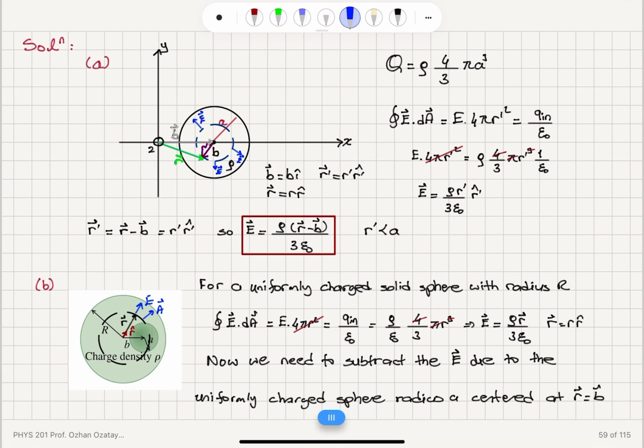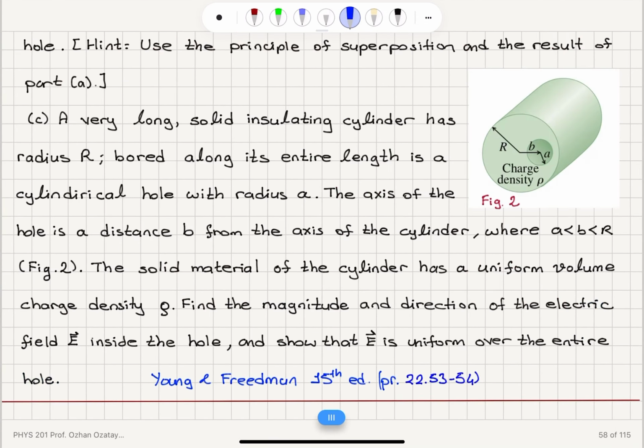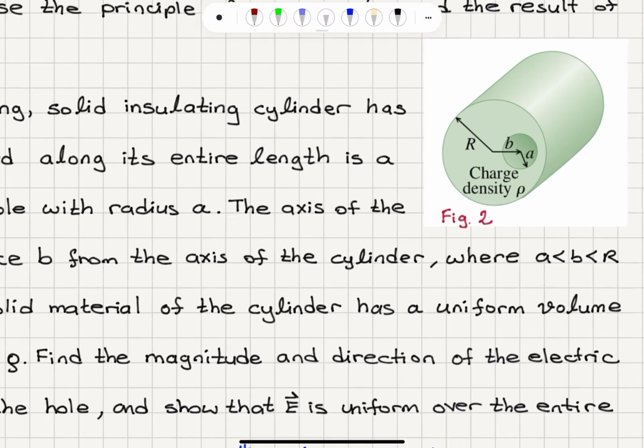All right, so let's look at part C. A very long solid insulating cylinder has radius capital R. So this is my cylinder with radius capital R. Bored along its entire length is a cylindrical hole with radius a. The axis of the hole is a distance b from the axis of the cylinder, where b is between a and capital R. This is figure 2.